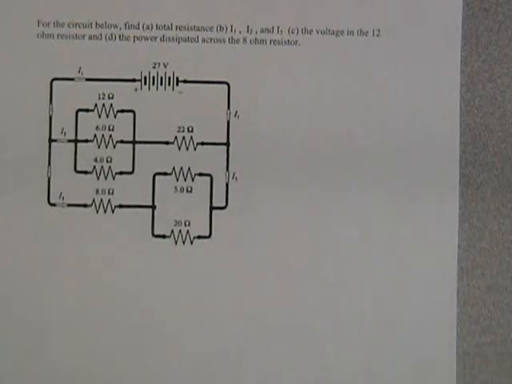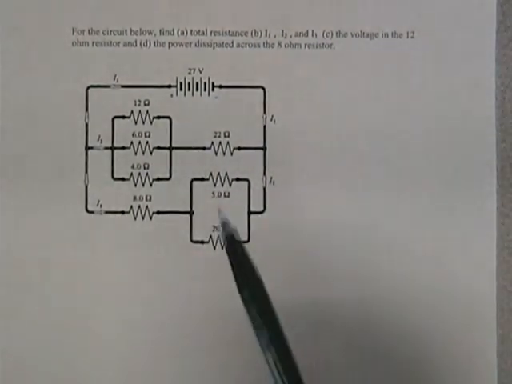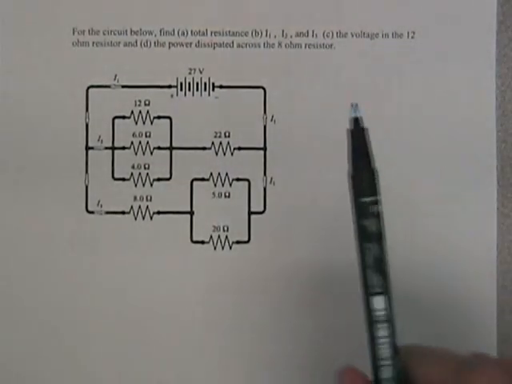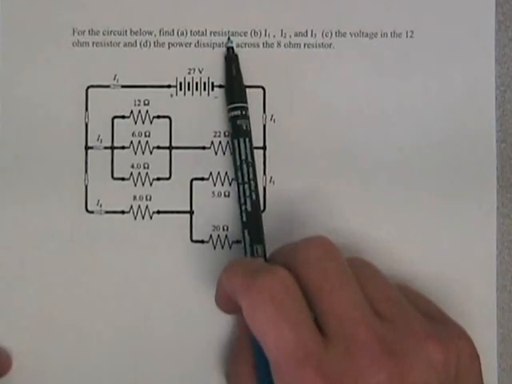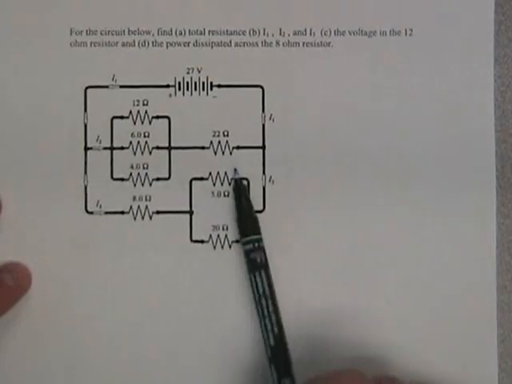Okay, here's another combination circuit. This one's more complicated than the last one. Just more resistors, really, asking pretty well the same thing. First thing we've got to find is the total resistance. So I can see that I've got three in parallel here and two in parallel there.